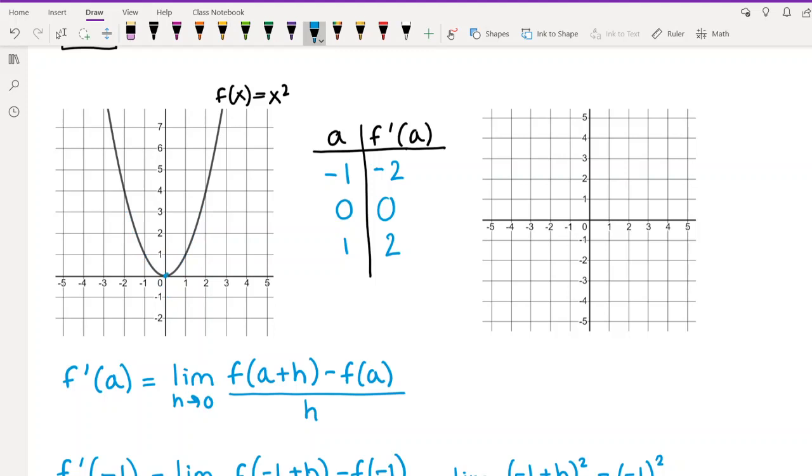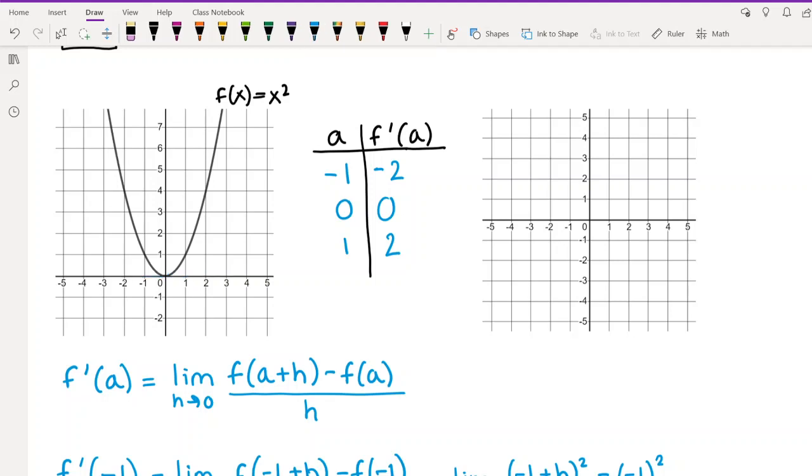And then also it shouldn't be surprising that we got a slope of 0 at 0 because there's a horizontal tangent line, right? Anytime you have a parabola or any kind of similarly shaped graph, it's always going to have a horizontal tangent line at that place where it's kind of changing direction.